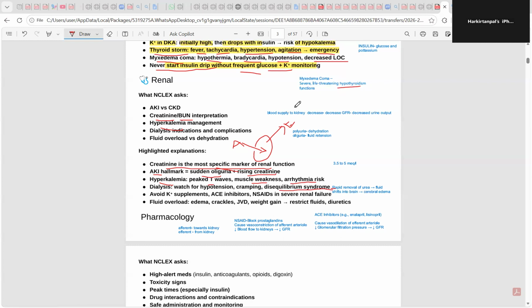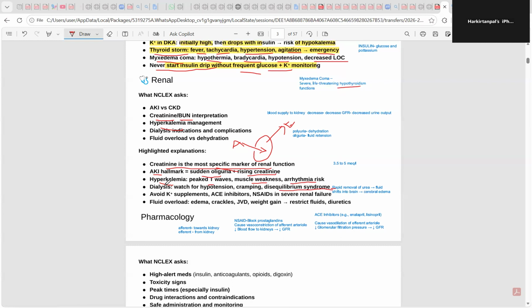In hyperkalemia, we should not administer potassium. Why? Already there is excess potassium in the blood. If we administer potassium supplements, it can cause worsening of the hyperkalemia. The potassium level will become too much, and it can cause a life-threatening complication, arrhythmia. So we are not administering potassium to a patient with severe renal failure.